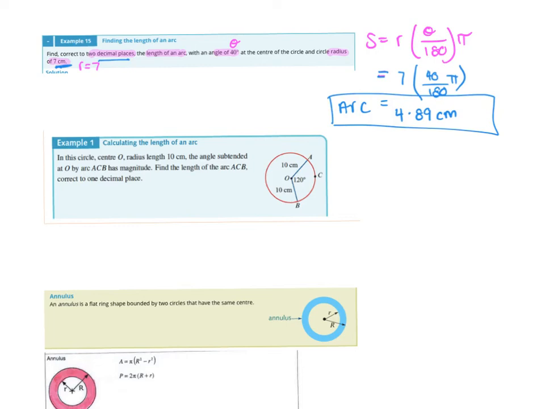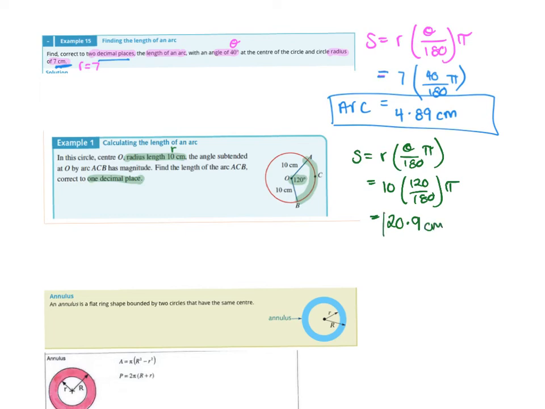All right, in the next example, the center of the circle with radius 10 centimeters, so I might just put r's there. The angle subtended by O at the arc ABC, so that means that has a magnitude, so you found the angle there. Find the length of the arc ACB. So what they mean is just find that arc to 1 decimal place. So we'll use the same formula. S equals r times angle over 180 times pi. So it is 10 times 120 over 180 times pi. Okay, so I get that to be 20 point, and it said 1 decimal place, 9, and this was measured in centimeters. So there's my final answer there.